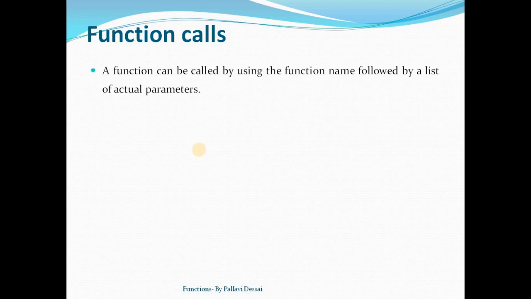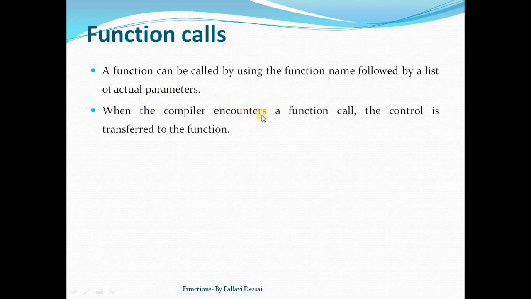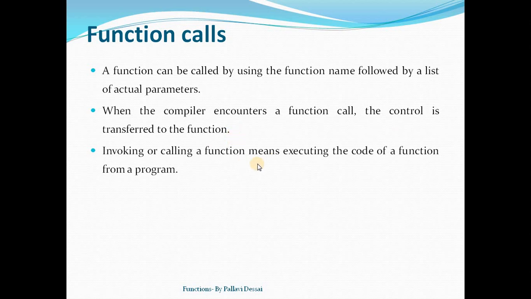A function can be called by using the function name followed by a list of actual arguments. So in the example we have seen that sum is equal to add in brackets m1 comma m2 is the function call. When the compiler encounters a function call, the control is transferred to the function. Invoking or calling a function means executing the code of a function from a program.